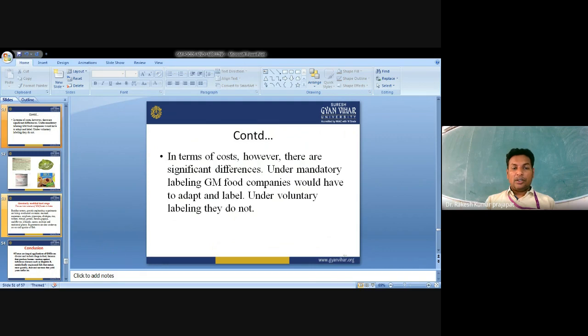Is there any cost of labeling? What is the cost of labeling? We talk about the cost incurred with the labeling. It is not simply the cost of ink and a stamp.